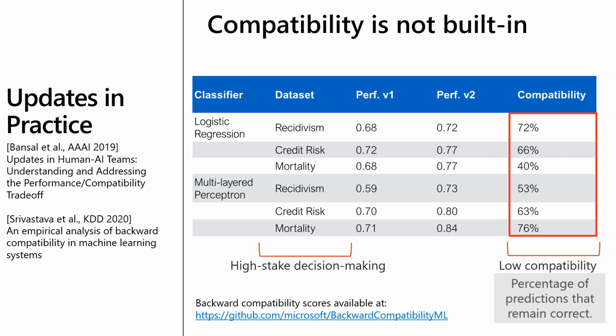Therefore, it is a good idea that along with accuracy scores, we also report compatibility scores that quantify the amount of expected compatibility issues that happen with the update. One way to compute such scores is by using the backward compatibility in machine learning GitHub repository together with the associated Python package.